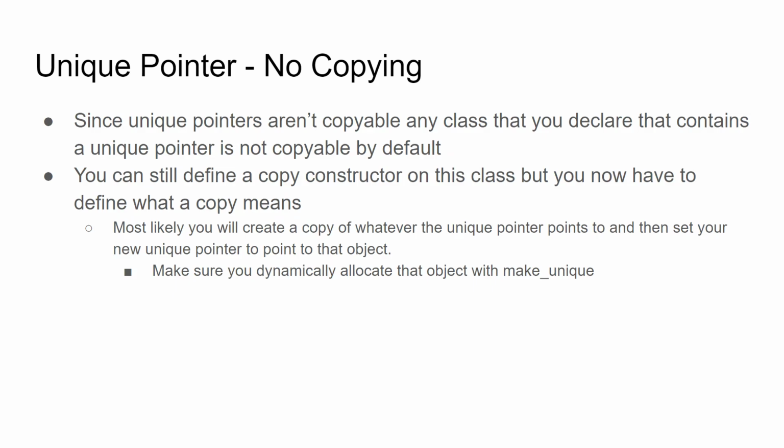One other thing is that if you have a unique pointer as part of your class, since unique pointers aren't copyable, it means your class is no longer by default copyable. Because to copy an instance of your class, you would have to copy the unique pointer, and unique pointers are not copyable. You can still totally define a copy constructor though, but now you're going to have to define what it means to copy this unique pointer. Generally what you're probably going to do is create a new instance of that object, and make your new unique pointer point to that object. But you can do whatever you want in the copy constructor as long as it makes sense for that object.